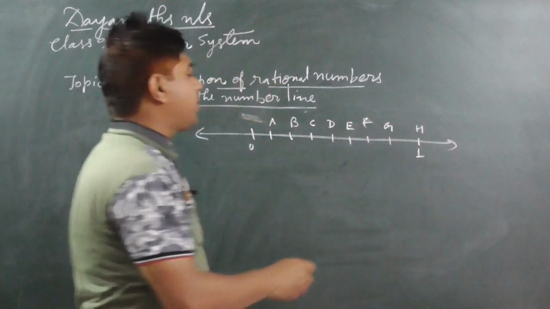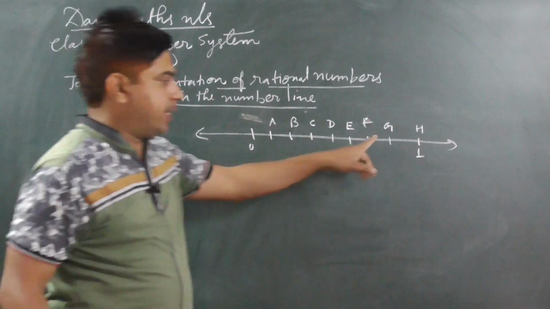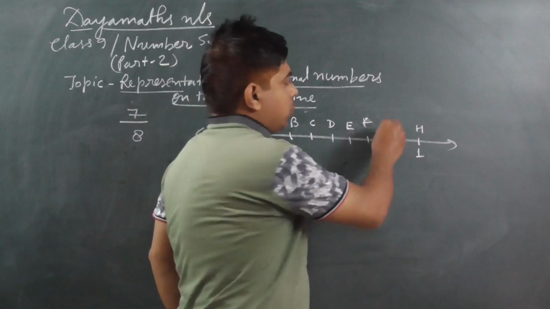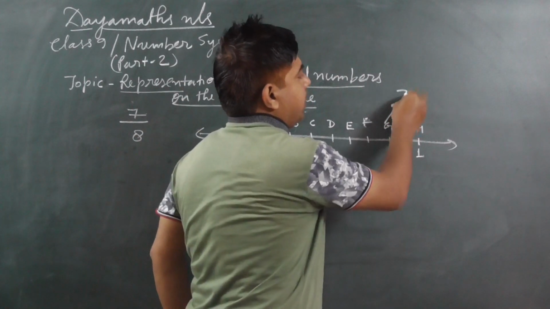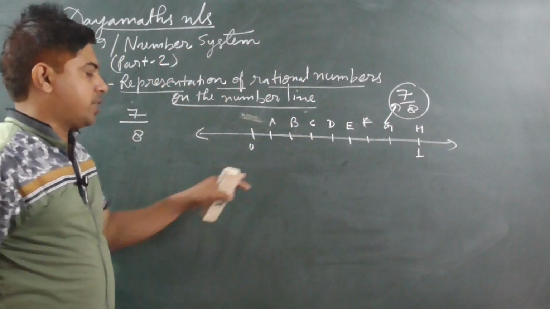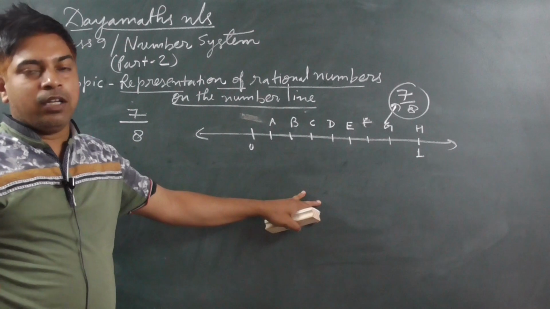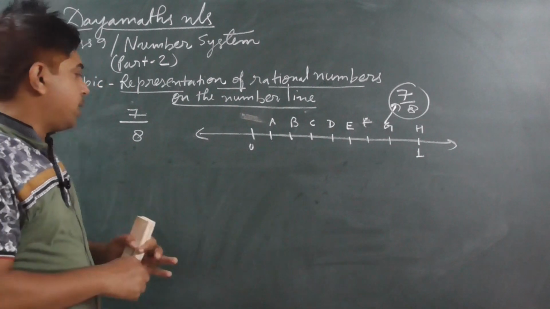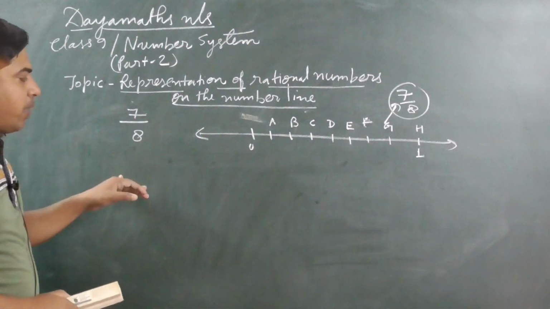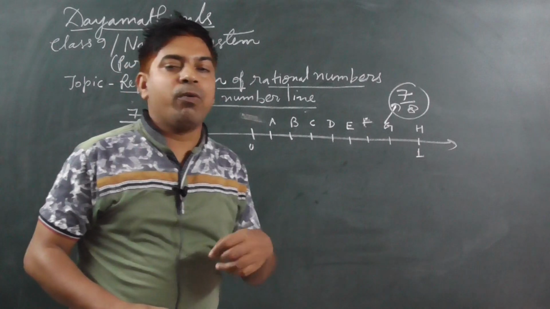Now out of these 8 parts you have to choose 7. So the letter G will indicate 7 portions out of these 8. So G will represent here 7 by 8. I hope this concept is clear to your mind. Now I am going to tell you something else. One question will come to your mind: sir, you are taking easy examples, you are taking examples of proper fractions. If we get improper fractions, how can we do that?